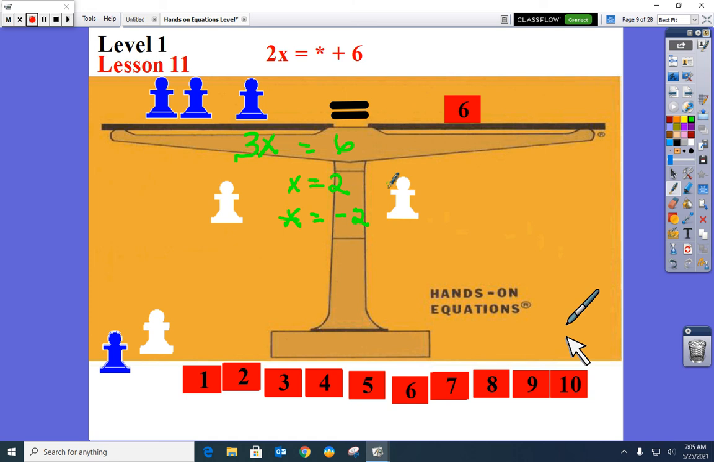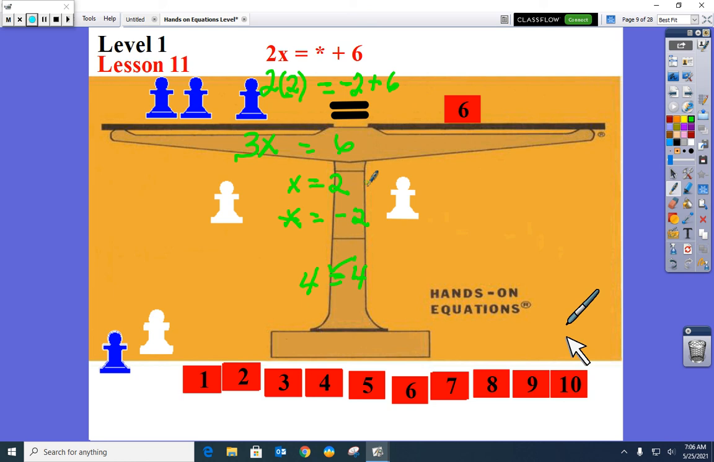So when we go to check this, we want to look at 2 times x, which is 2 times positive 2 on this side, equals star, which is a negative 2, plus 6. So 2 times 2 we know is 4. And a negative 2 plus a positive 6 is a positive 4. So my 4 equals 4 does in fact check out.